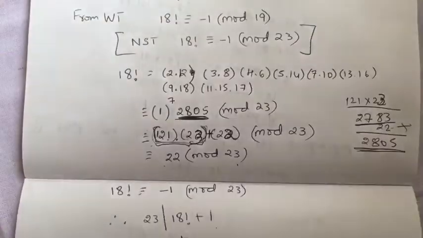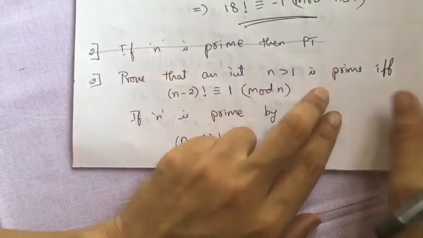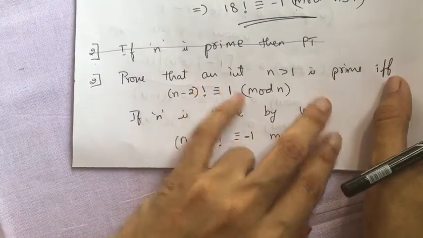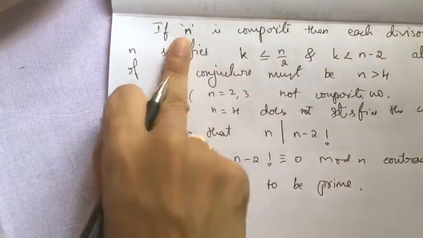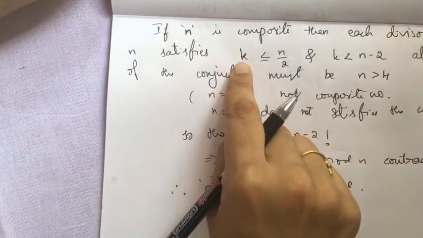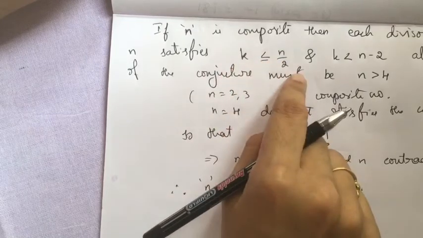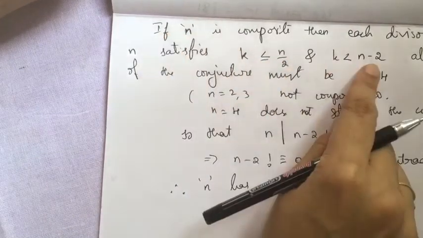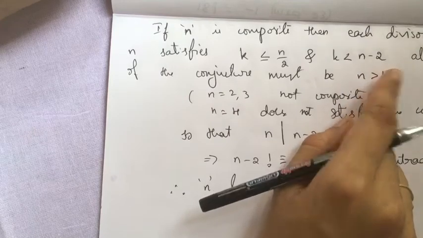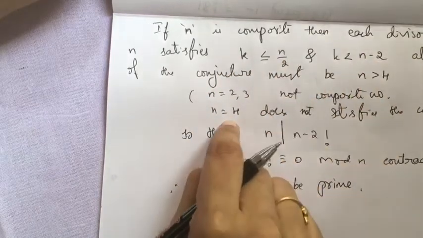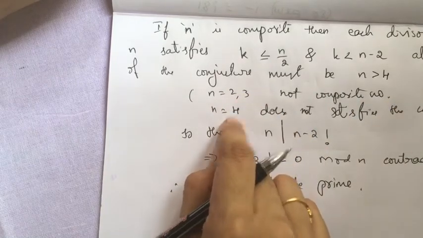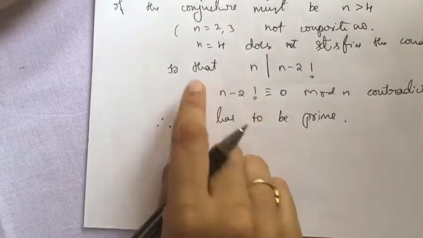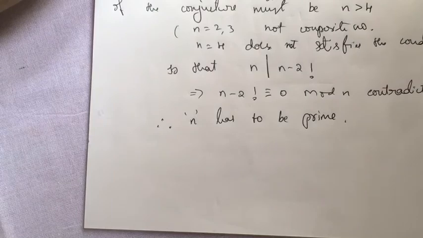That is what you have to prove. n is prime if and only if this is true. When this is true, I'll just assume that it is a composite number and it has a divisor, and that divisor is in such a way that it is less than half of n and it is less than n minus 2. This n now has to be greater than 4, because 2 and 3 are not composite. When it becomes 4, it does not satisfy the condition. Therefore, it has to be greater than 4.